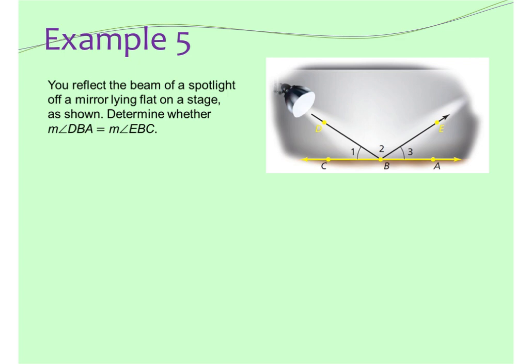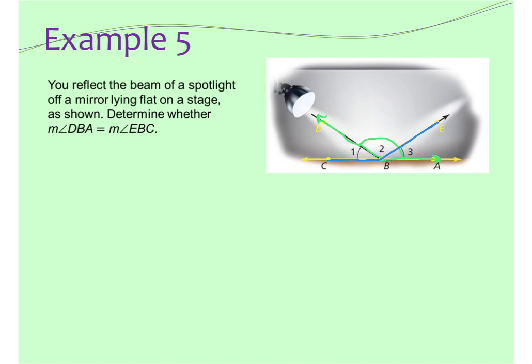All right, and our last example, example 5. You reflect the beam of a spotlight off a mirror laying flat on a stage. As shown, determine whether the measure of angle DBA, that's this one, DBA, is equal to the angle EBC, which would be from E to B to C. That's this angle right here. So we have to find out whether they are equal or not, okay?